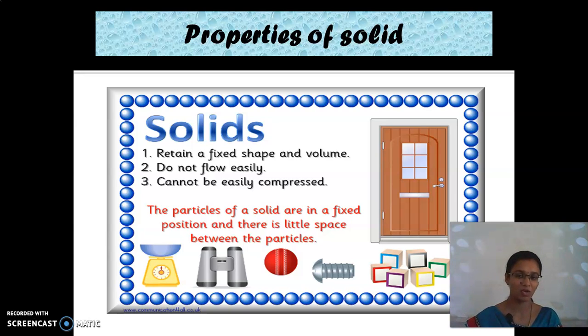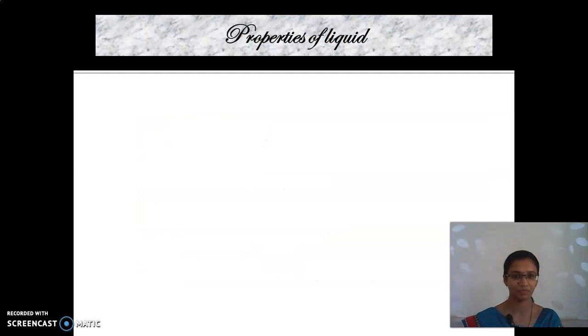So what are the properties of solids? They have fixed shape and volume. They do not flow easily and cannot be compressed easily. They will remain in a particular place unless disturbed by some other forces. The atoms will be arranged in an equal, periodic arrangement.